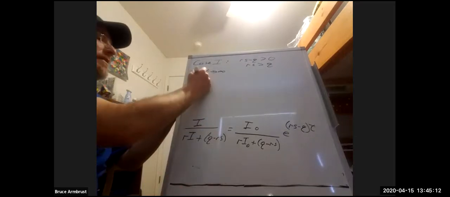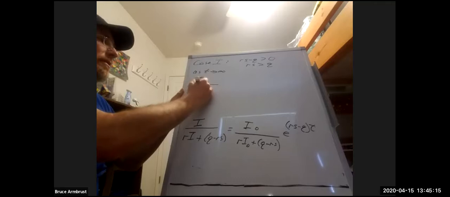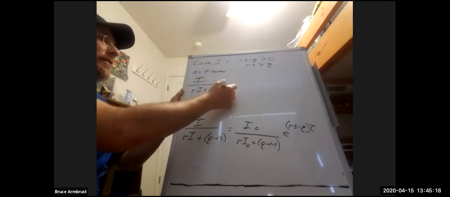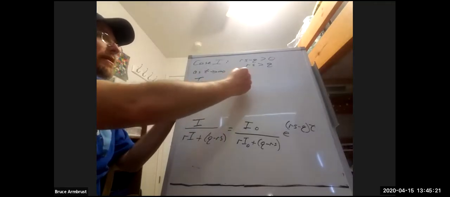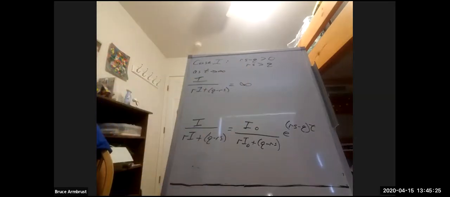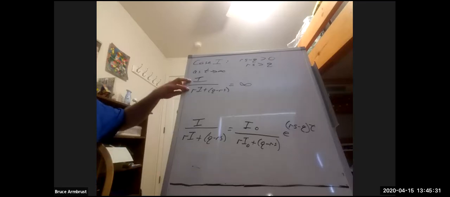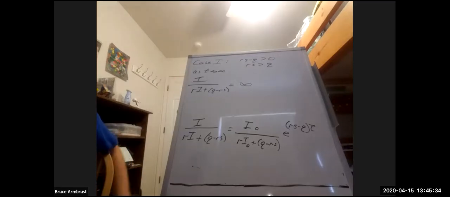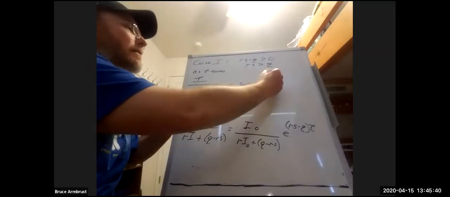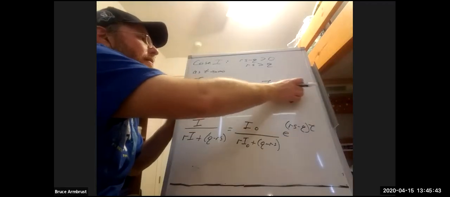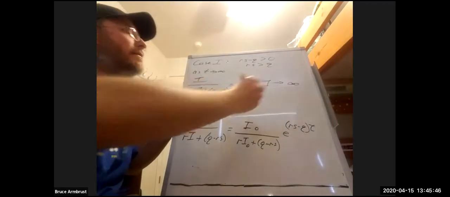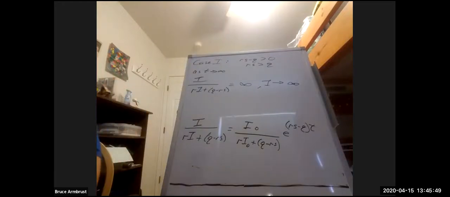But in this case, as t goes to infinity, what we're going to get is I over Ri plus Q minus Rs equals infinity, because we've got a positive exponent. And if this fraction is going to be such that it goes to infinity, that means that I has to go to infinity. So if Rs is greater than Q, this is going to grow without bound.